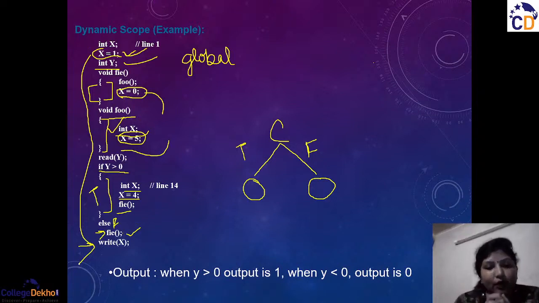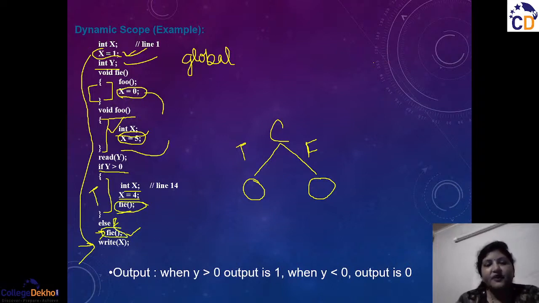So our output is like, when y is greater than 0, the output is 1, right? Otherwise, when y is less than 0, the output is 0. How has it been defined? By calling the phi function. We have seen this part. You have called the phi function.